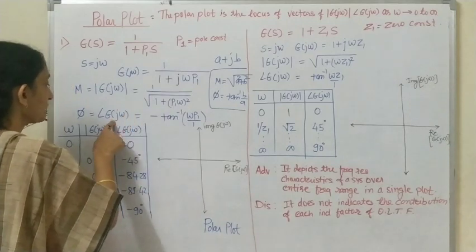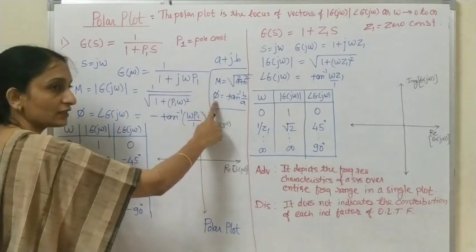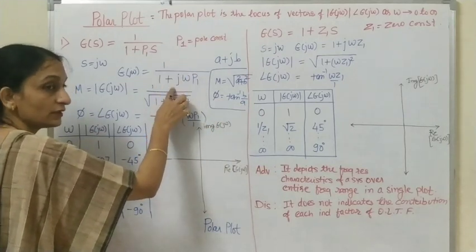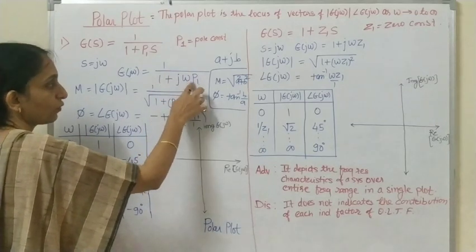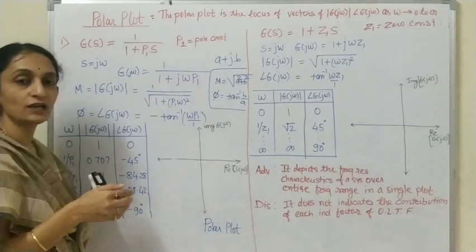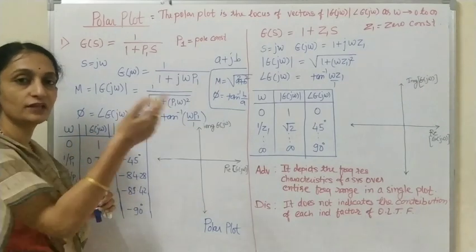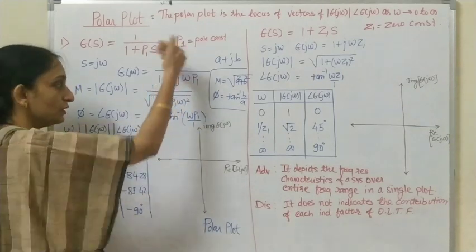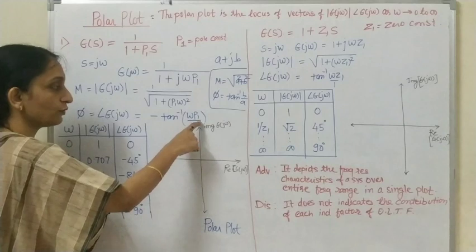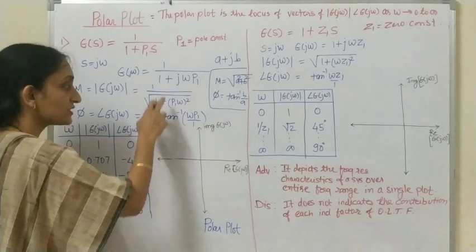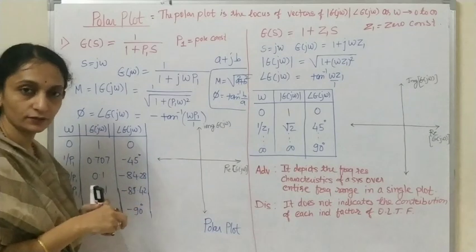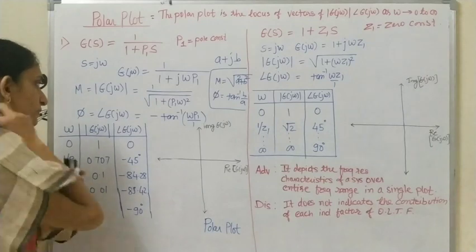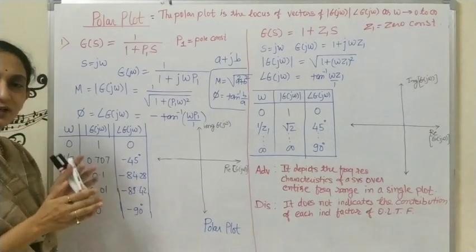Then I have calculated the angle phi. What is phi here? Phi is tan inverse of b by a. So this will be 1 upon tan inverse of omega p1 by 1. But as you know, when the angle is in the denominator, we can shift it to the numerator. So tan inverse of omega p1 is shifted into the numerator and it will be minus tan inverse of omega p1 by 1. I hope this is a very easy concept to understand, to calculate magnitude and angle.